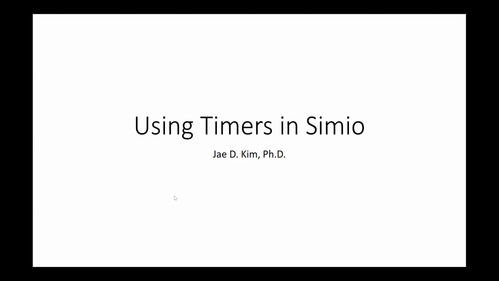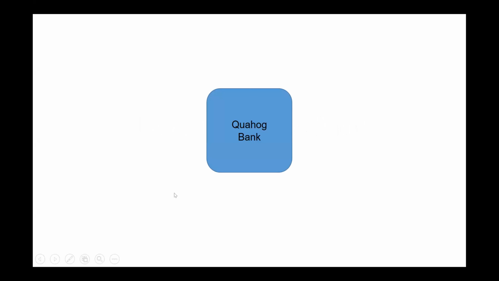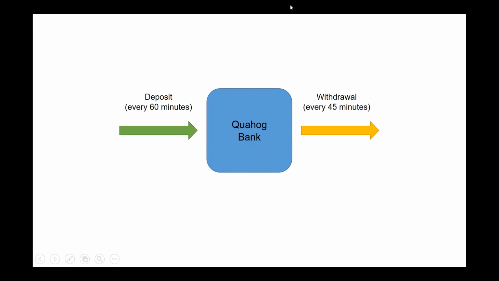Okay, so I'm going to create a fictitious bank model. Let's say we have a fictitious bank called Co-op Bank, and again, this is completely fictitious. We'll simulate a process where a withdrawal happens every 45 minutes, and a deposit happens every 60 minutes. So every 45 minutes, some money in reserve is removed from the bank, and every 60 minutes, somebody makes a deposit. We want to simulate this process using a timer.